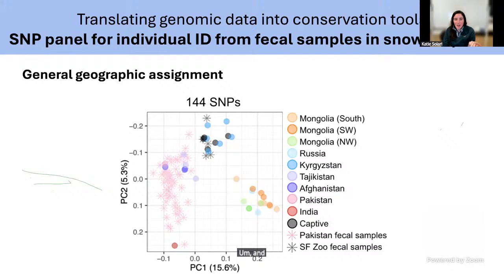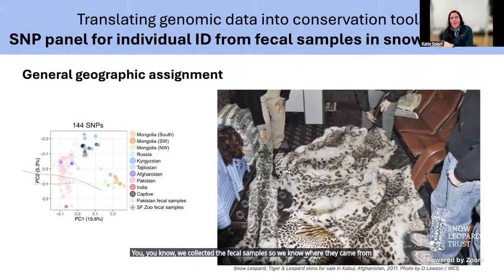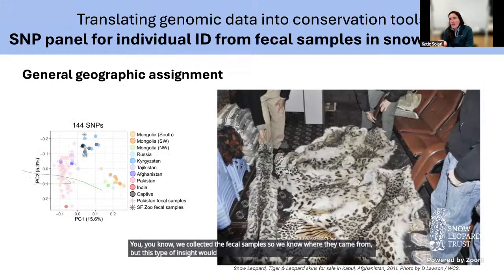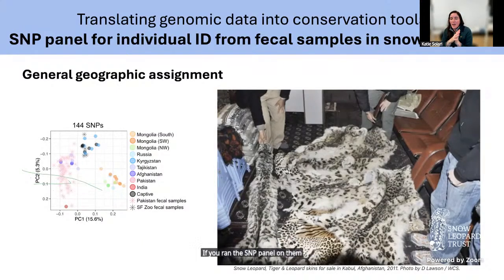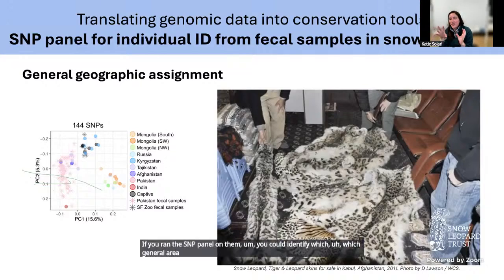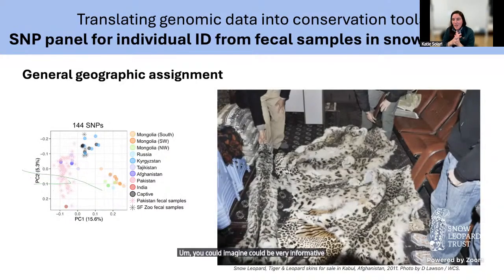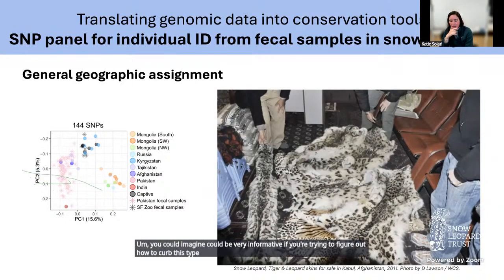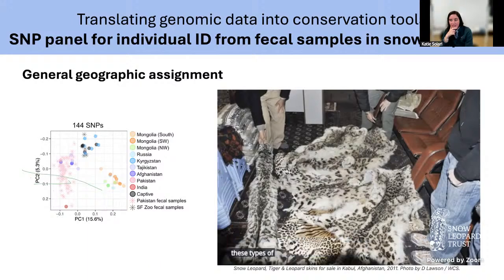And for fecal samples, this is not so exciting because we collected the fecal samples, so we know where they came from. But this type of insight would be very meaningful for confiscated materials. So if you came across a bunch of snow leopard pelts, if you ran the SNP panel on them, you could identify which general area these pelts were coming from, which you could imagine could be very informative if you're trying to figure out how to curb these types of actions.